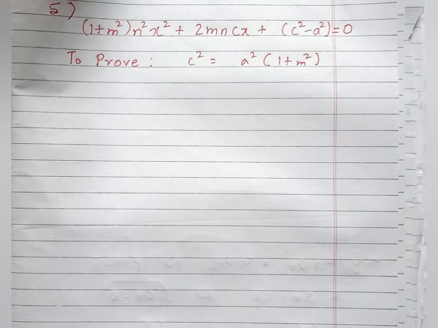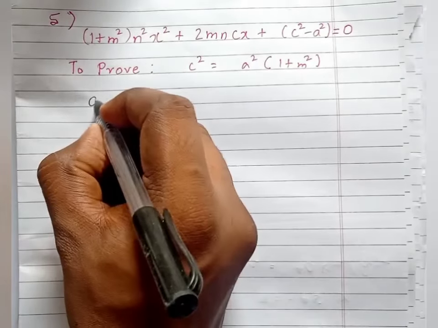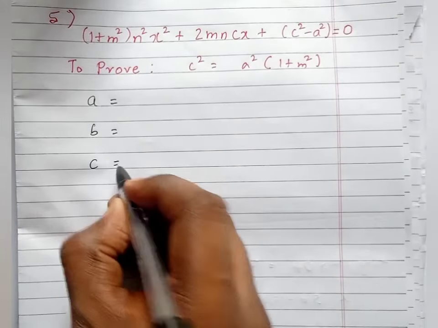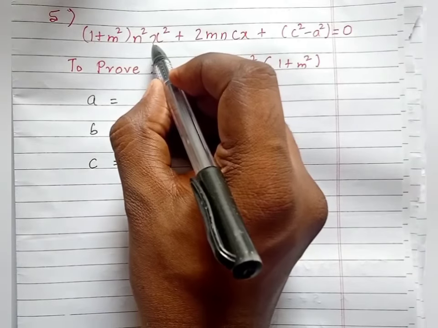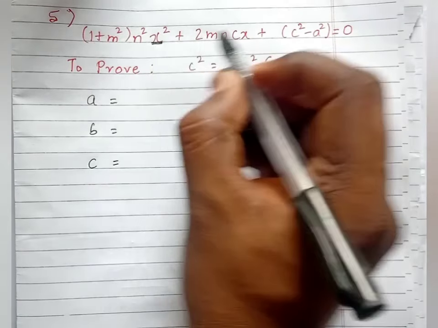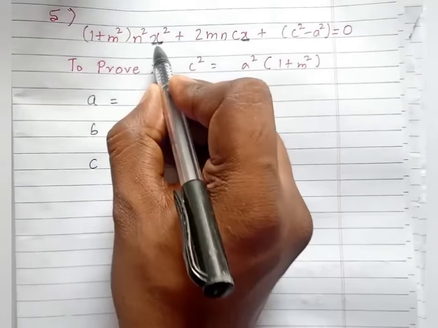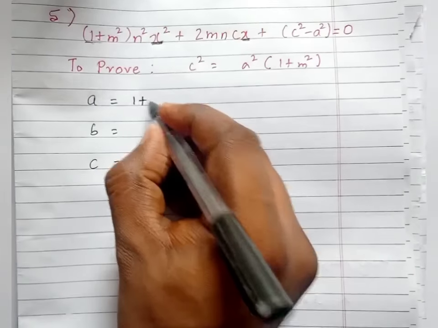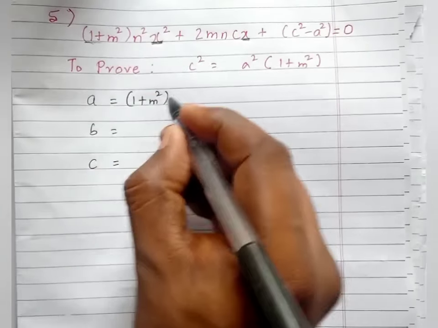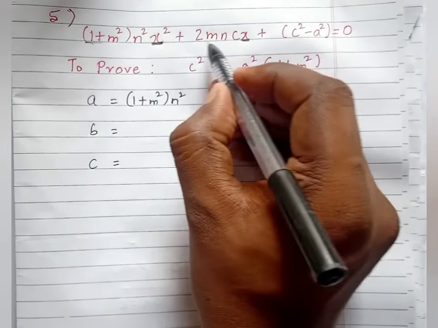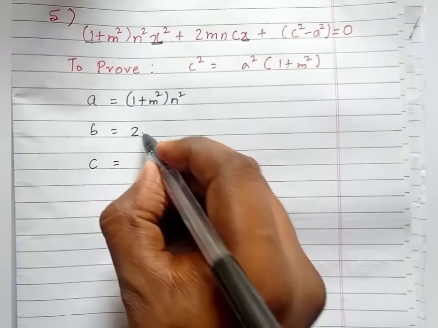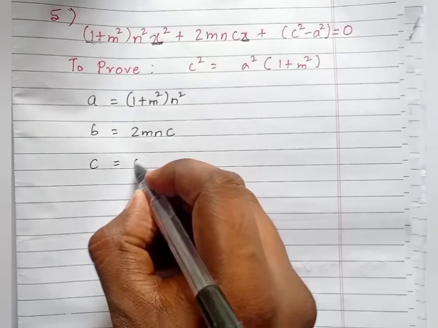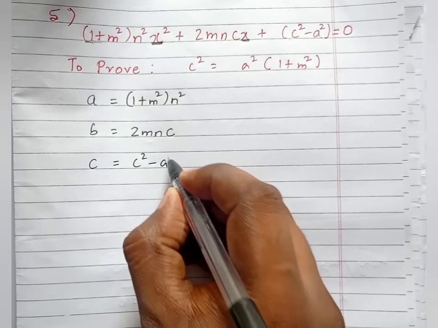So this is based on the concept of nature of roots. So I'll find out the values of coefficients a, b and c. A is the coefficient of x square, b is the coefficient of x. Now except x square, all the remaining terms you should write, that is 1 plus m square into n square. Next, except x, the remaining terms are 2mnc, then the remaining term c square minus a square will be the value of c.